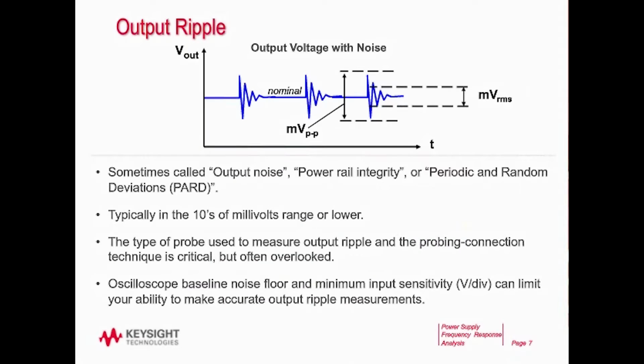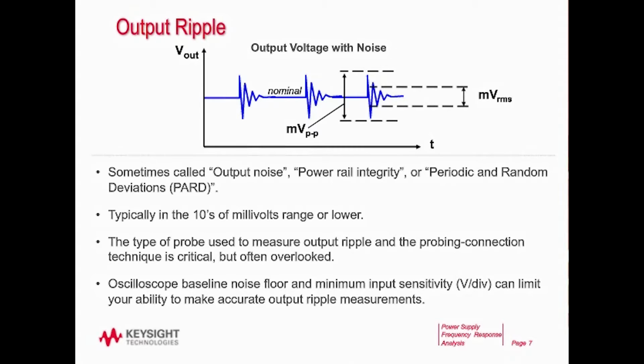So let's first talk about output ripple. What is it? You can see a diagram I've drawn there. Sometimes people just call it output noise. Another term that's really getting popular today is power rail integrity, and another term is PARD, periodic and random deviations. It's typically in the tens of millivolt range or lower, so sometimes it can be very difficult to measure accurately with a scope.